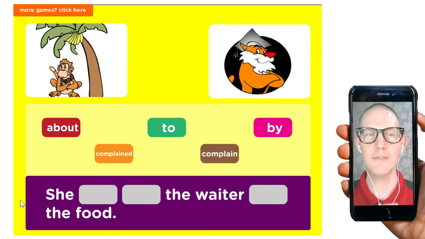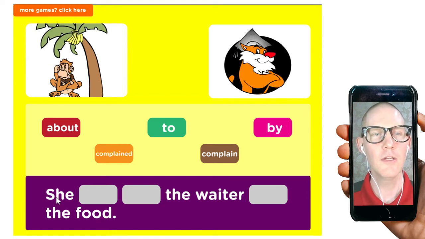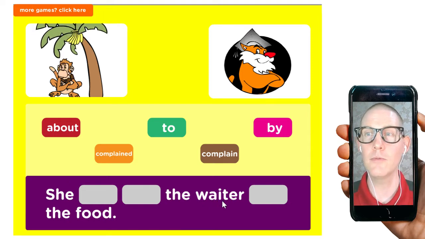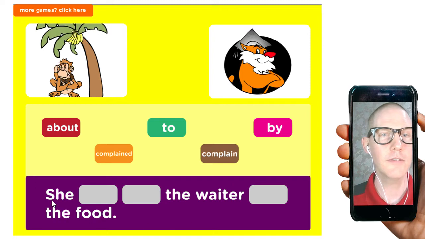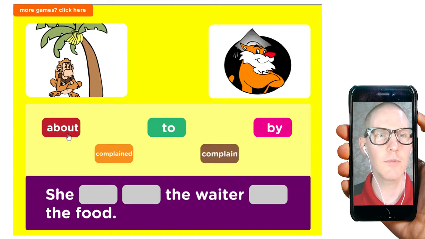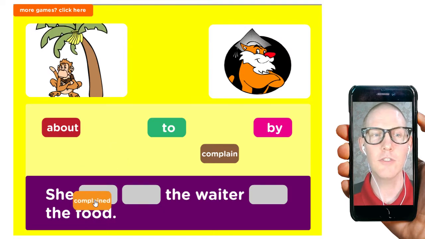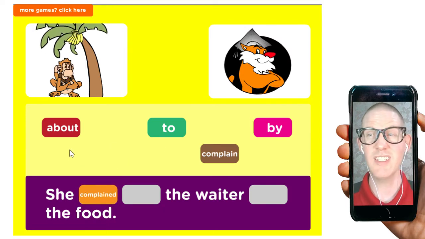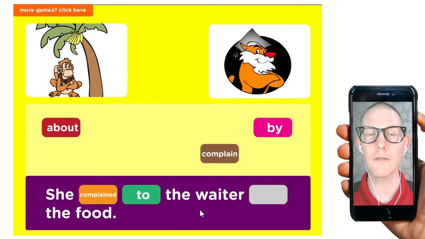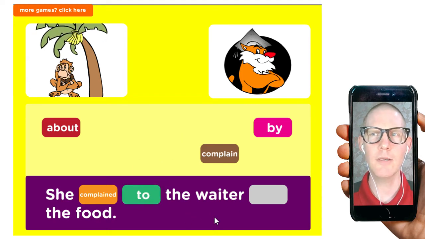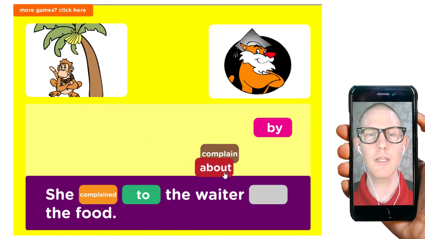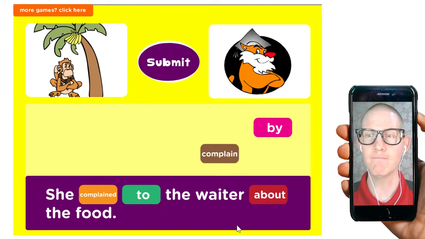Okay, so we have some answers. Let's take a look. We have she, and we have a waiter, and the waiter is the person that's working in the restaurant, probably bringing the food. So let's see. We have about, complain to, complain by. Well, I think she complained, which means she didn't like something. And who is she going to complain to? She's going to complain to the waiter. And what did she complain about? What was the reason? She complained about the food.